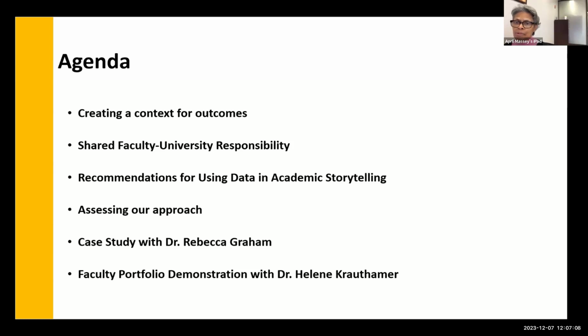We want to discuss a couple of things around the annual faculty evaluation cycle. That includes, how do we create a context for understanding the outcomes that we're all seeking to achieve? What's the shared responsibility across faculty and the university to ensure that the process is meeting the goals and objectives that it was developed to meet?